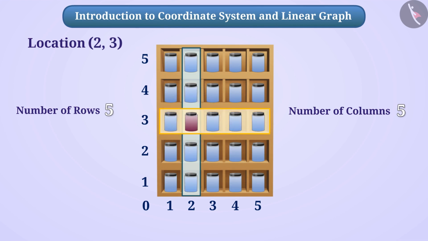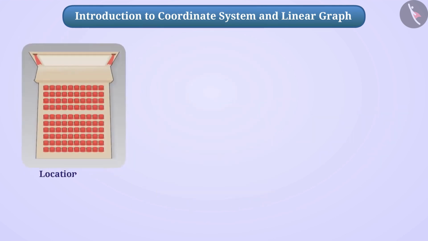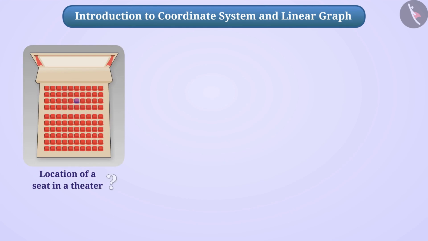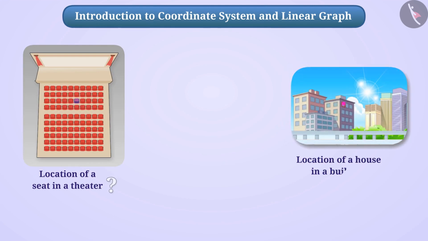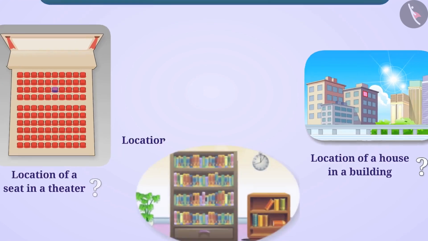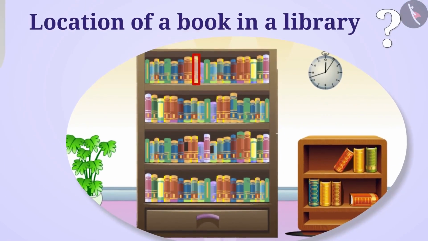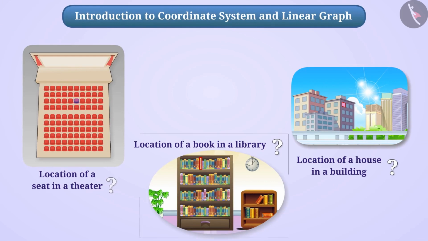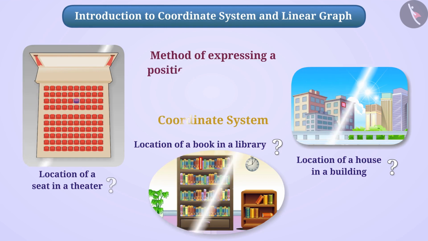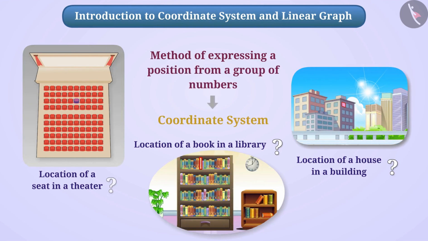This understanding of determining the location in a plane helps us in many situations, such as to find the exact location of a seat in a theater, to indicate the correct location of our house in a building, to indicate the correct location of a book in a library, etc. In all these situations, we unknowingly use the coordinate system. The method of expressing a position using a group of numbers is called the coordinate system. With the help of this method, we can determine the position of a point in a plane.